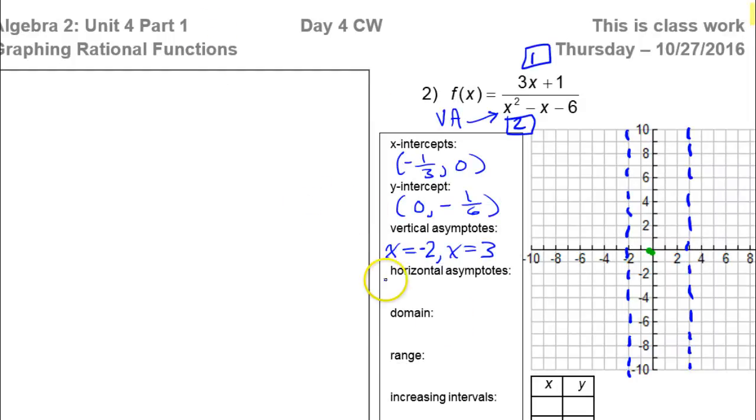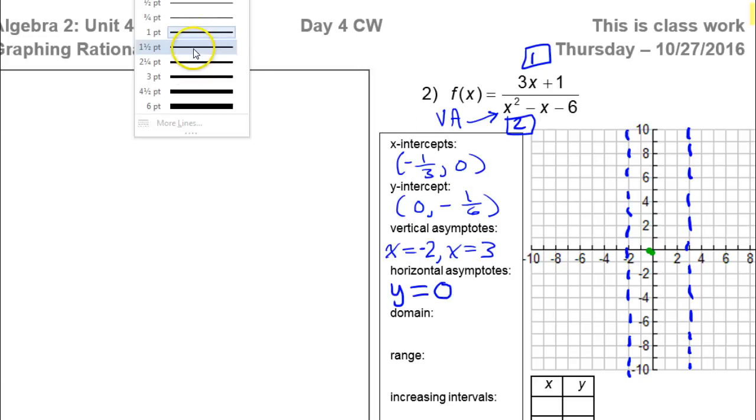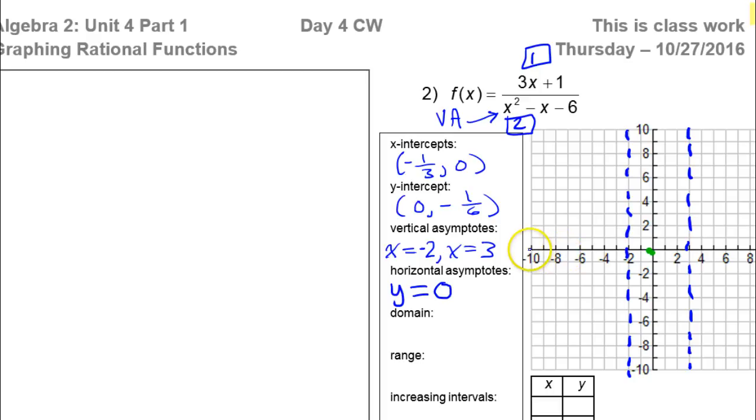Alright, so it's very important that you memorize those rules. So y equals 0. Don't just put 0, put y equals 0. And y equals 0 is the x-axis. So go ahead and draw this dotted line. Okay?